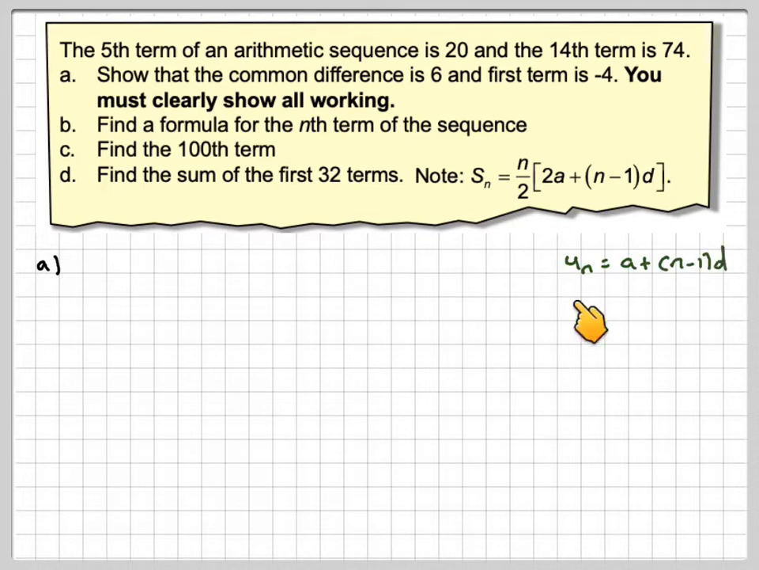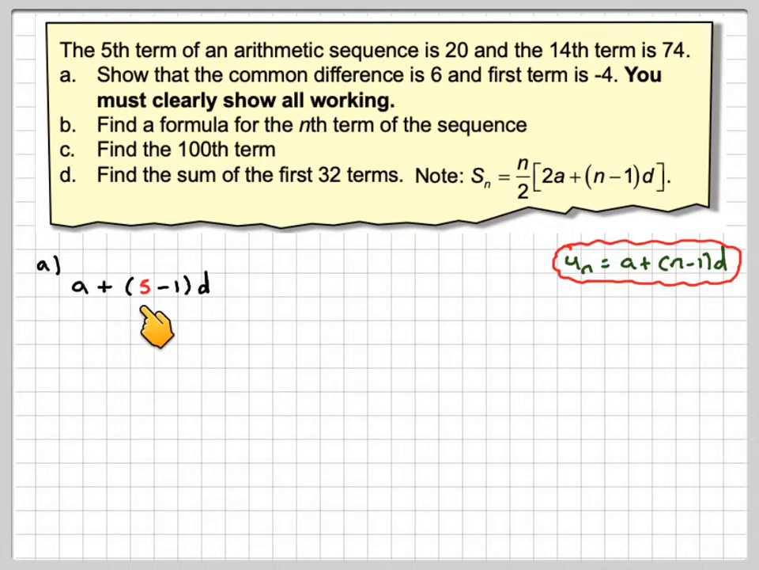Okay, so in order to find any term of an arithmetic sequence, and this formula you have to learn, the term is going to be the first term plus the number of the term minus 1 times the common difference. Right. So we've got A plus the fifth term take away 1d, so the fifth term is equal to 20. And that will go down to A plus 4d is equal to 20.